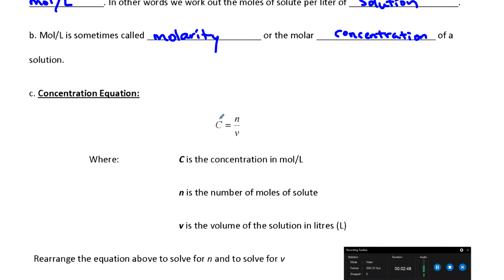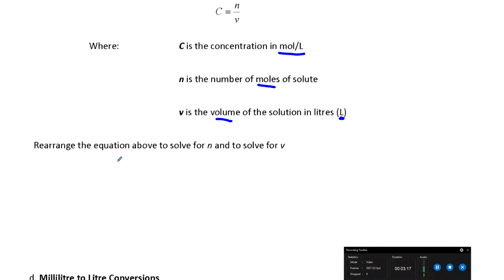What this formula means, C equals N over V, is C stands for concentration, and we measure that in moles per liter. N is the number of moles, and V is the volume, and we measure that volume in liters. Very important: because we're measuring concentration in moles per liter, you need to have moles here and obviously liters here for volume. This equation can be rearranged to solve not just for concentration, but also for number of moles and for volume. Let's quickly show the different rearrangements of this equation.